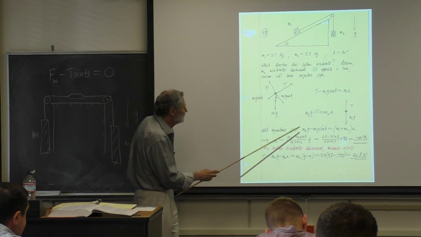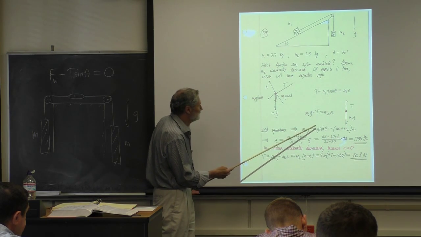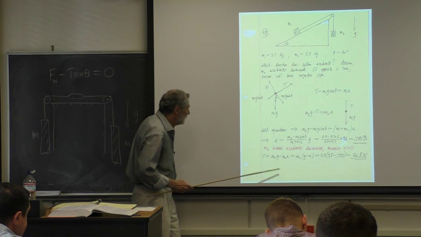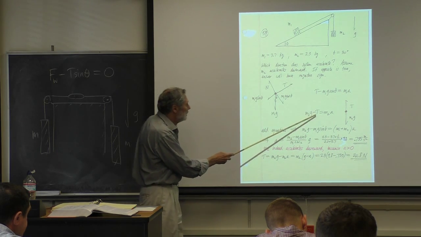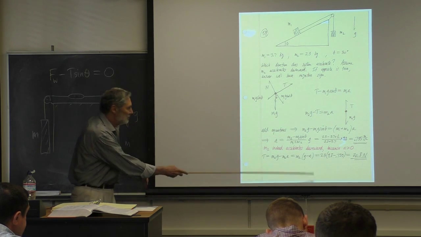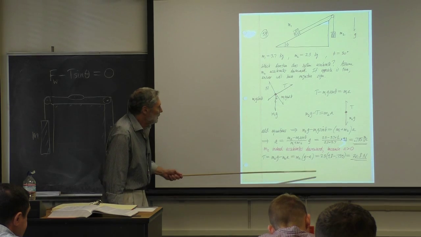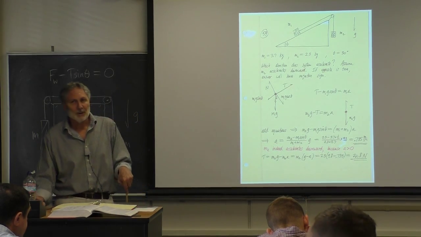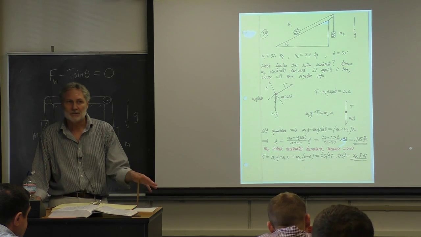Finally, we get the tension. Once we know A, we can use either equation here. I happen to use this one. Once we know acceleration, we have one equation and one unknown. We can get the tension, and we get that. Okay, got the idea?